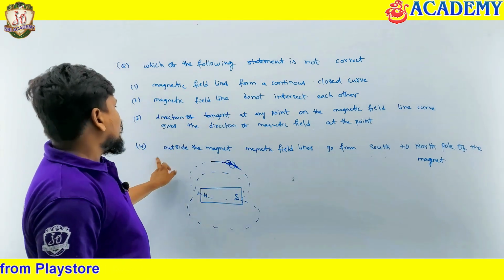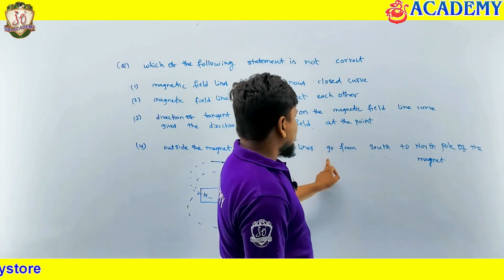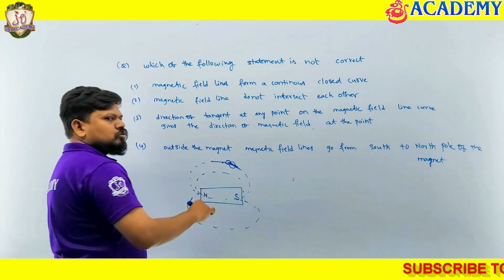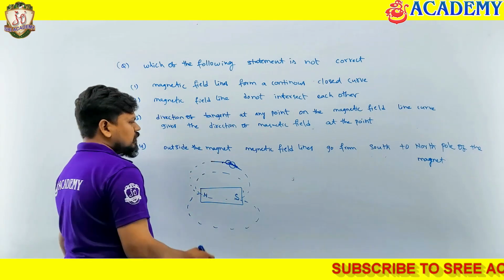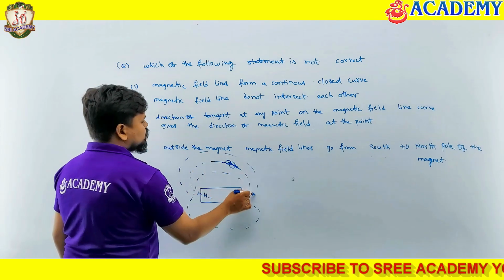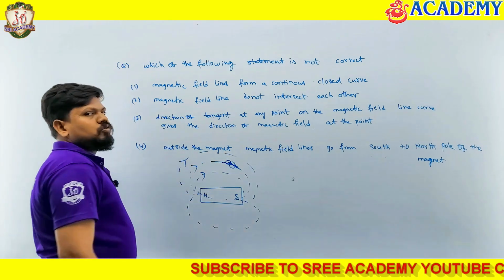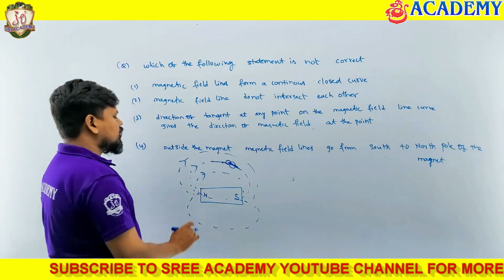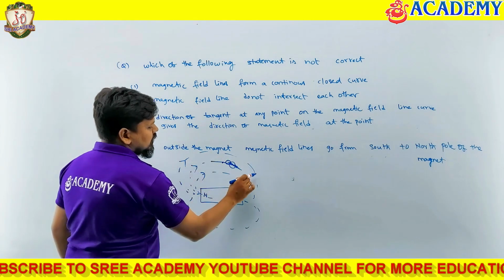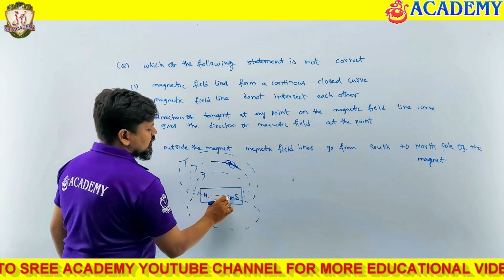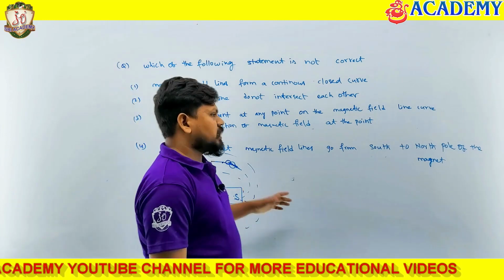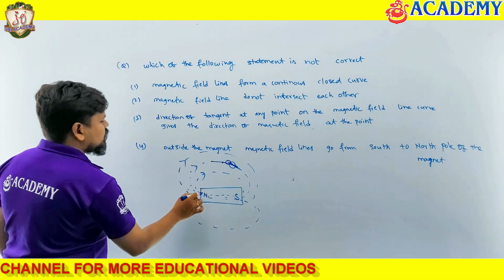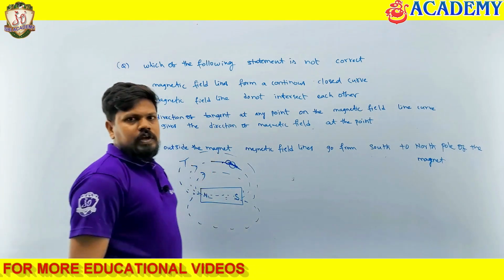Now what they have given, outside the magnet, field lines go from south to north pole. They have given magnetic flux lines will go from south to north pole. Outside the magnet, always flux lines are from north pole to south pole. Inside the magnet, to complete the closed path, the flux lines will be going like this, inside it will be like this. Understood? So inside and outside it is different. Always remember the outside only: flux lines flow from the north pole to the south pole. We have to remember this.